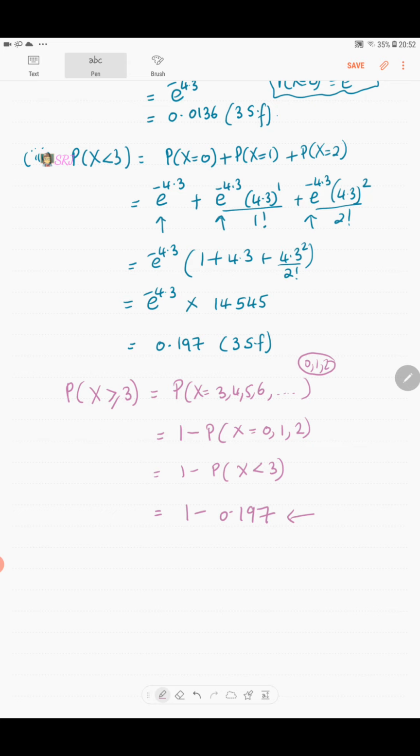It is impossible to proceed in this manner. So we take 1 minus probability of the remaining values of x. That is 1 minus probability x less than 3. We have 1 minus probability x is equal to 0 plus probability x is equal to 1 plus probability x is equal to 2. So this part we have already calculated in the third part. So we just take 1 minus 0.197 and we obtain 0.803.